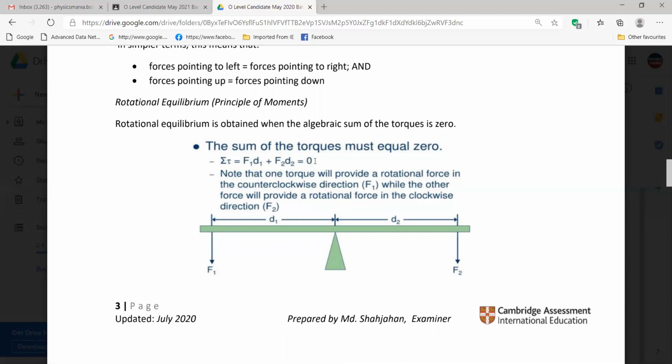So this one is saying that in equilibrium condition, our moments should be balanced. The clockwise moment and anti-clockwise moment should be equal. Yes.